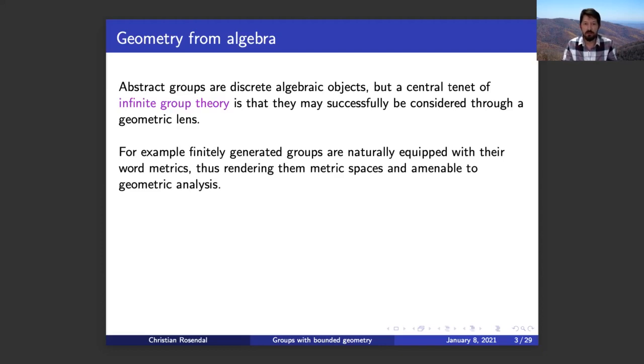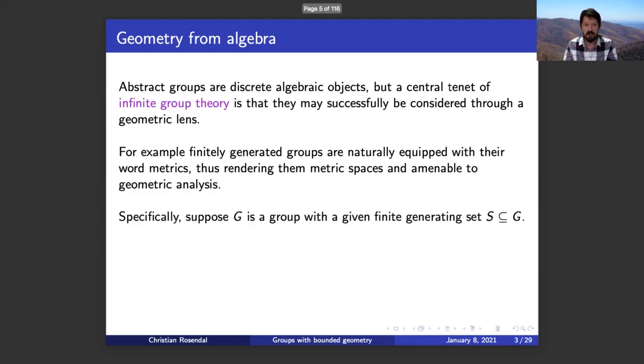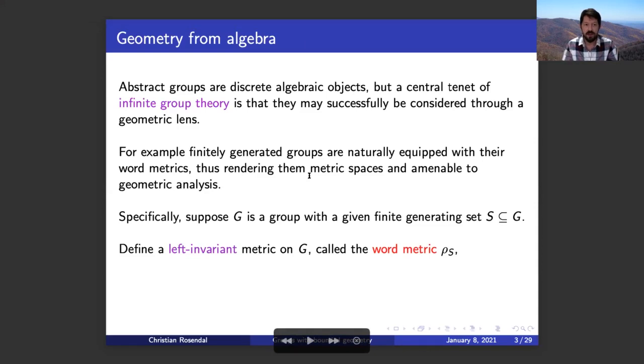So for example, if you take a finitely generated group, it's naturally equipped with its word metric or its word metrics, which render them metric spaces and thus amenable to geometric analysis. So how is this done? Well, suppose you have a group and you fix a finite generating set S for this group, so that any element of G can be written as a product of elements of these generators. Then you define a left invariant metric on the group, or invariant under multiplication on the left. It's called the word metric.